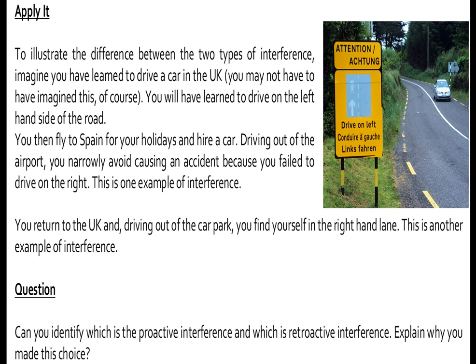To illustrate the difference between the two types of interference, imagine you've learnt to drive a car in the UK. You may actually drive, so you may actually do this, or you may not have experienced this at all. You've learnt to drive on the left-hand side of the road. Then you fly to Spain, and therefore you drive on the right. This is one example of interference. When you then return to the UK, driving out of the car park, you find yourself driving on the right. Another example of interference. So can you identify which is proactive and which is retroactive?